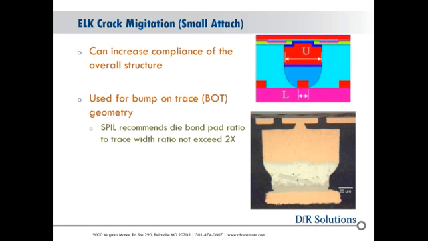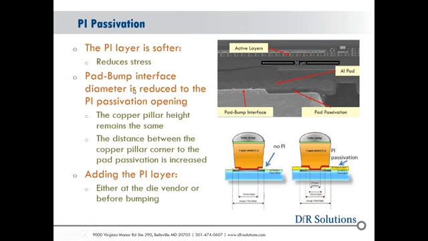And then finally, another mitigation for avoiding ELK is polyimide passivation. It's relatively soft. It's not soft like silicone, but it's softer than the other materials around it, so it can reduce that stress. So the bump pad interface diameter is reduced. The copper pillar height remains about the same, but we're going to bring in that pad diameter, as you can see by comparing the image on the left to the image on the right, and we're also going to bring it up a little bit, in order to get that polyimide passivation right in there.